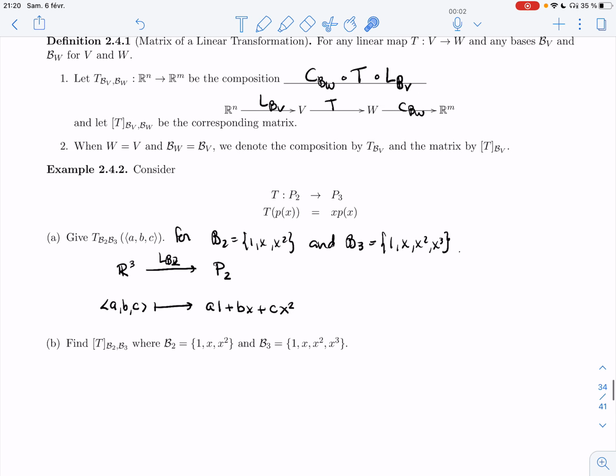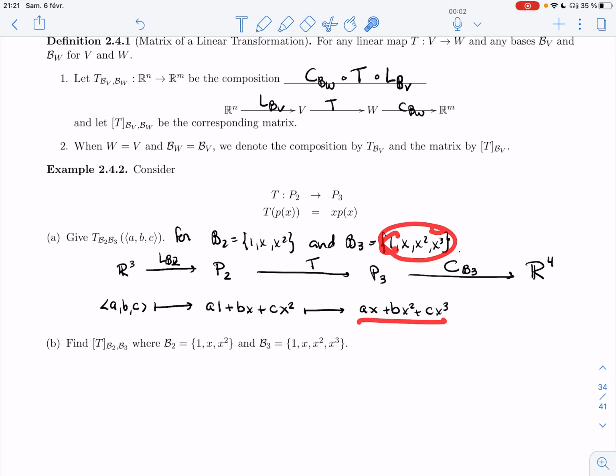All right, next step. We went from here to here. Now I'm going to apply T. T just multiplies it by x. That's going to land me in P3. So I'm multiplying everything by x, so I get ax plus bx squared plus cx cubed. And now I'm going to take the coordinate map back to Euclidean space, but now R4. The way it's written is already a linear combination, I just don't need any 1. So the first coordinate is 0 because I'm not using 1. Then the coefficient of x is a, the coefficient of x squared is b, and the coefficient of x cubed is c.